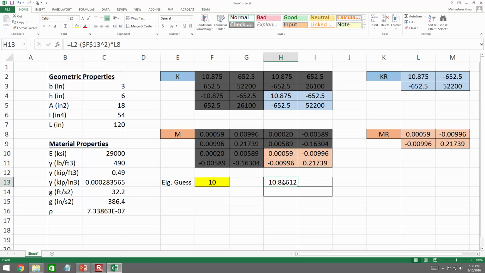All right? So when I copy this out, I look at this number, and it's still fixed on the 10. K minus omega squared times m. Make sense?